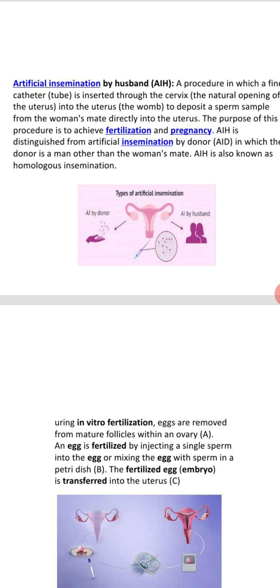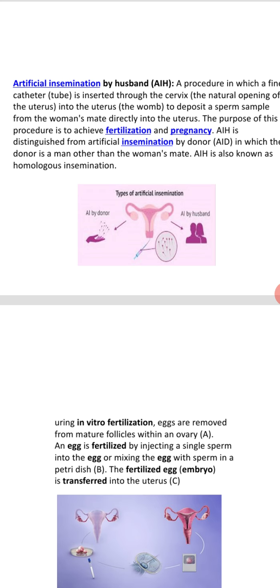So, what is meant by artificial insemination by husband? It is a procedure in which a fine catheter or a tube is inserted through the cervix, the natural opening of the uterus, into the uterus or the womb to deposit the sperm sample. So, from the woman's mate directly into the uterus. The purpose of this procedure is to achieve fertilization and pregnancy in women.